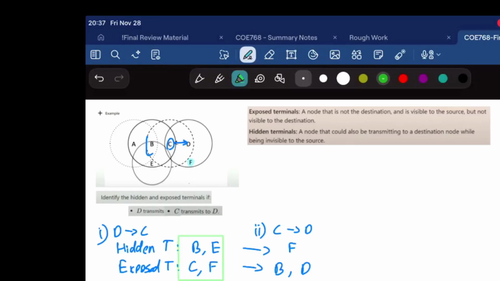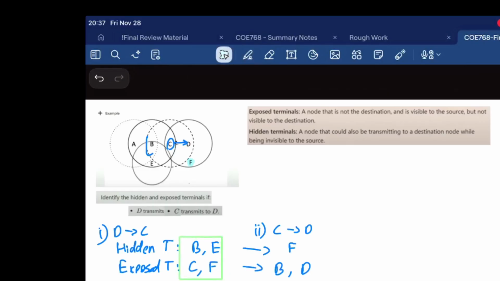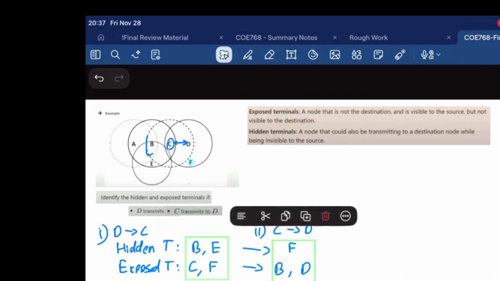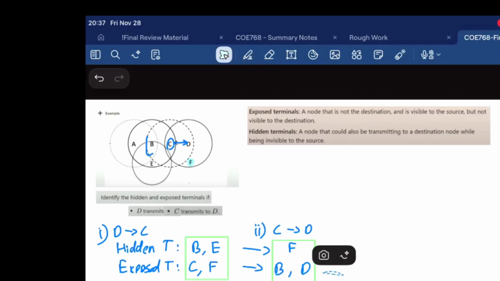So we have these as our answers for hidden and exposed terminals. So, yep.